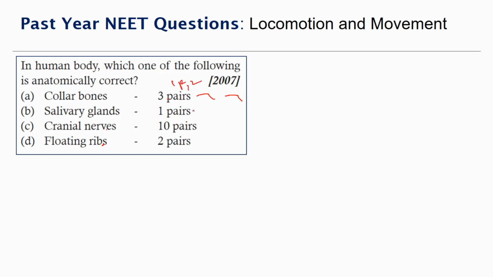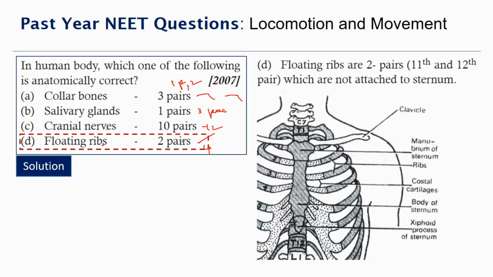Salivary glands: there are 3 major salivary glands, submandibular, sublingual, and parotid. So there are 3 pairs of major salivary glands. Cranial nerves are 12 in number. So floating ribs are 2 pairs, 4 in number. So the answer is 2 pairs. The 11th and 12th pair are floating ribs.